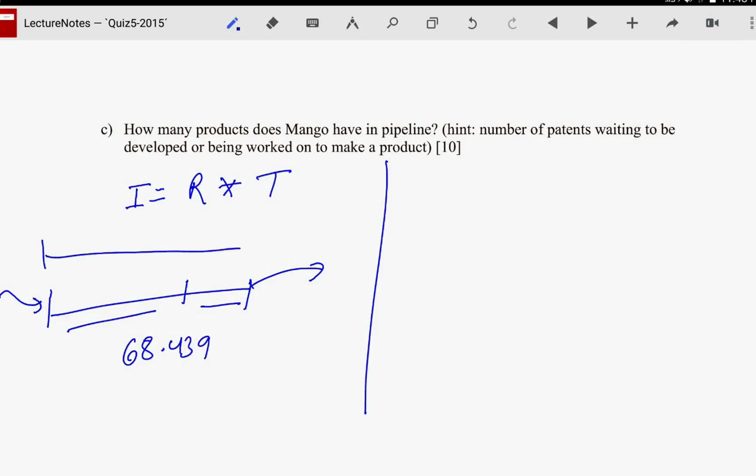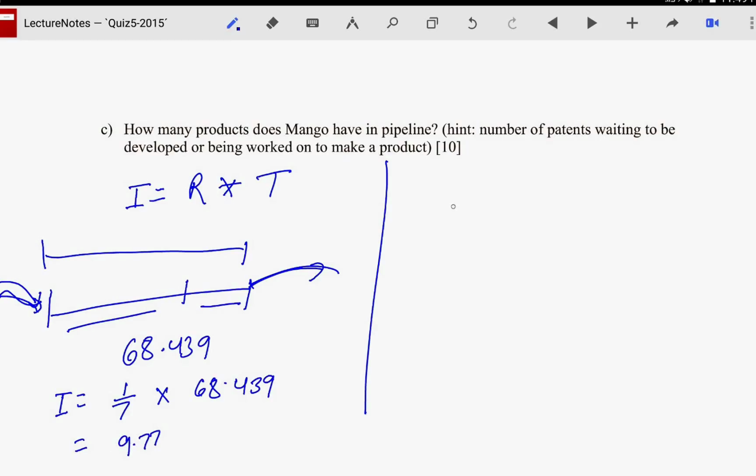If you want to find the inventory from here to here, the product enters the system at the rate of 1 every 7 months. The rate is the inverse of that, 1/7 per month, since rate is expressed in flow units divided by time units. So the time to enter and come out is 68.439. This comes out to be 9.77.